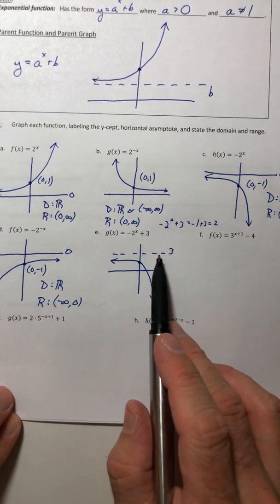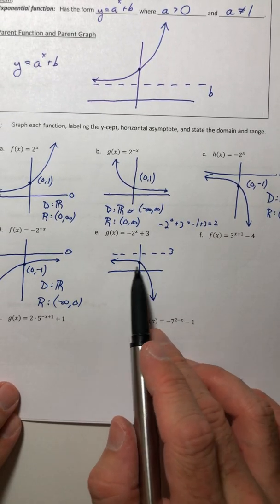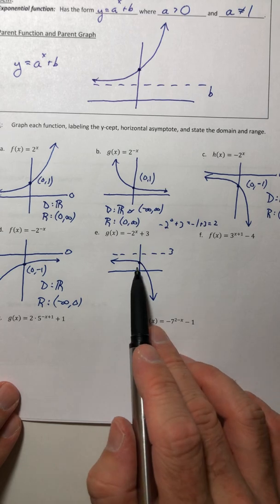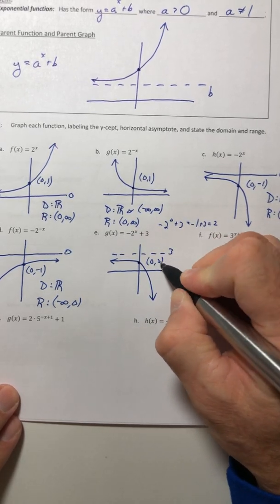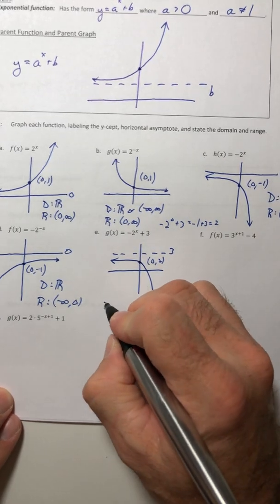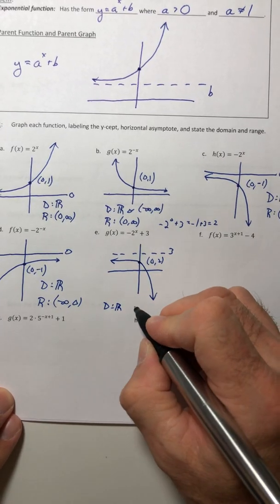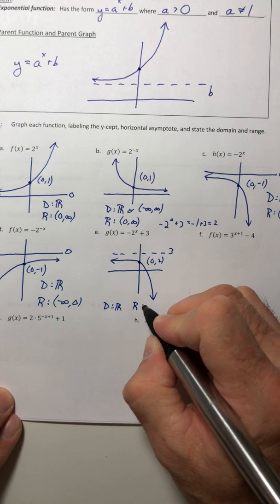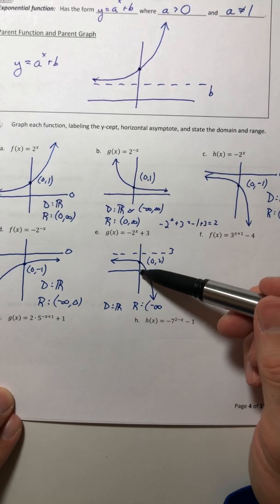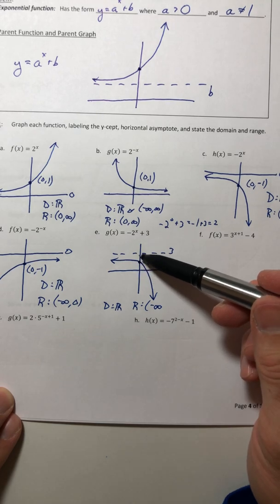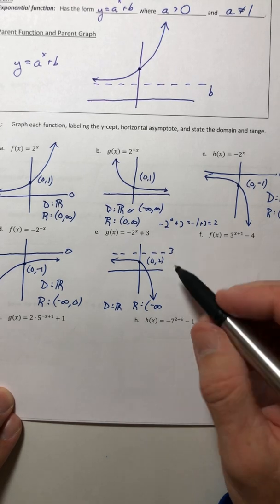So that's all I'm looking for. Do you have the right horizontal asymptote? Do you have the right shape? And do you have the right y-intercept? And the domain and range. So the domain is still all reals. Range this time is negative infinity, but it doesn't stop at 0. It keeps going all the way up to, but not including the 3.